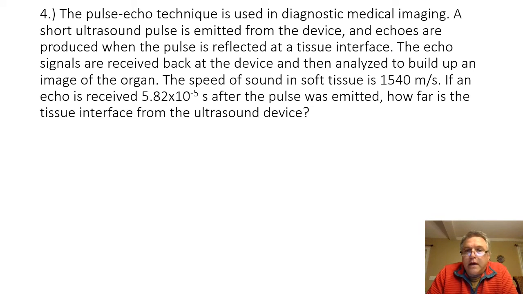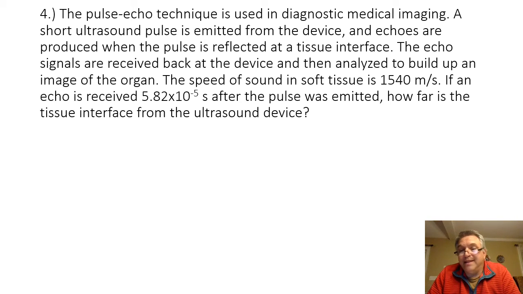The speed of sound in soft tissue is 1,540 meters per second. Don't ever tell me you never learned anything in physics. You learned the speed of sound in soft tissue. If an echo is received 5.82 times 10 to the minus fifth seconds after the pulse was emitted, how far is the tissue interface from the ultrasound device?